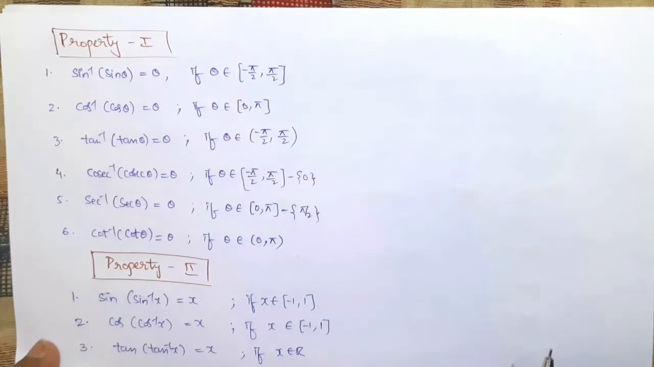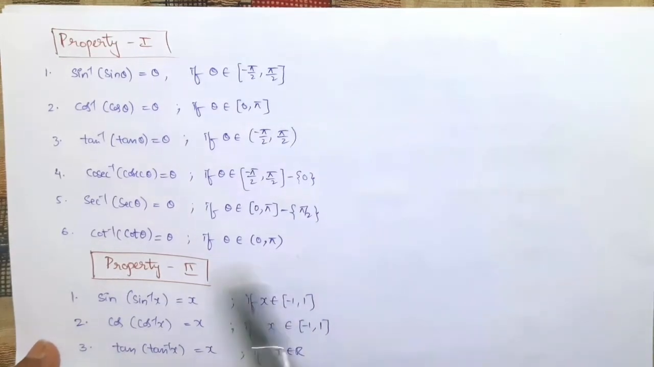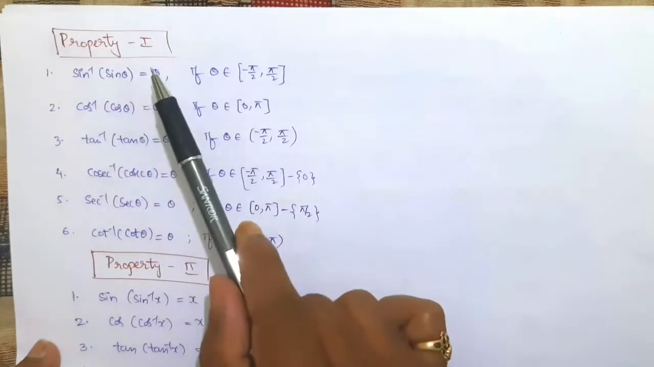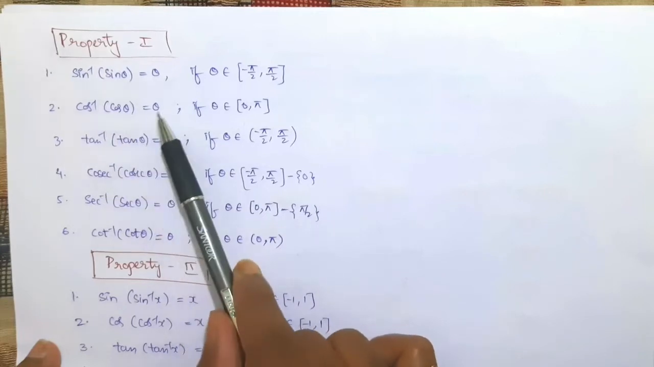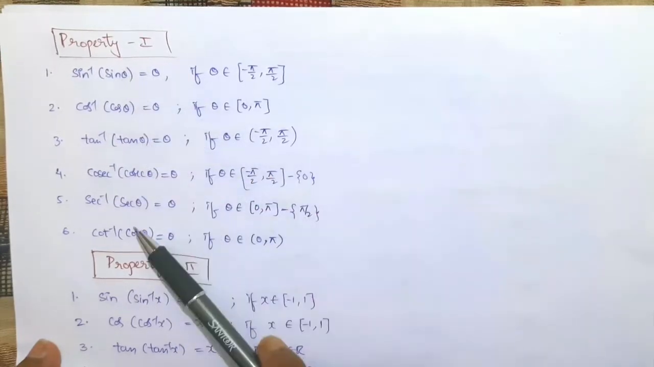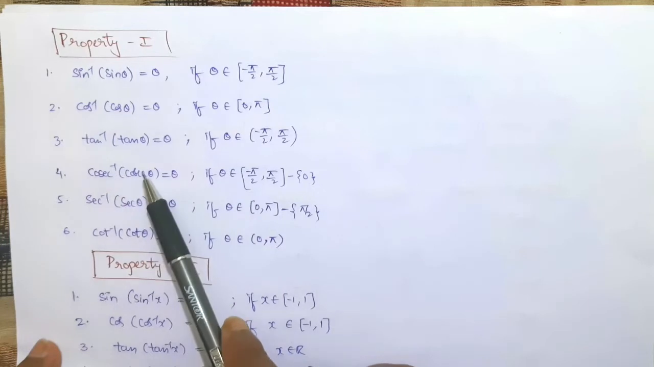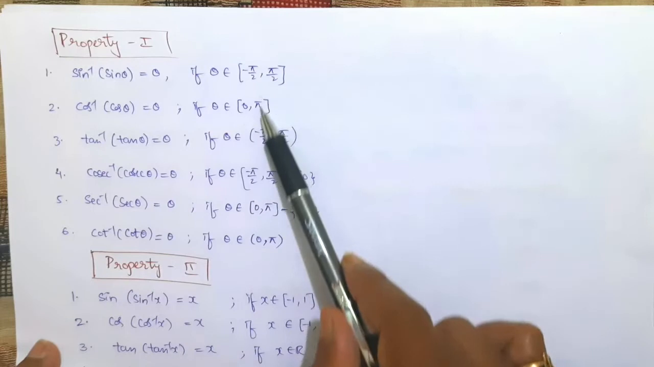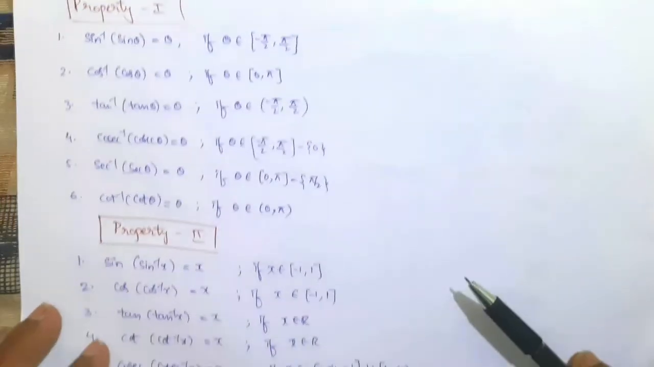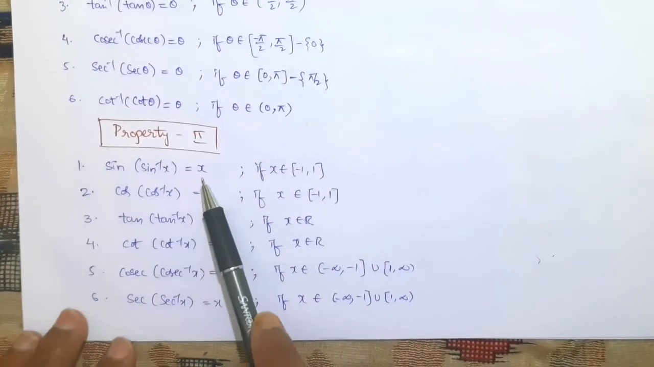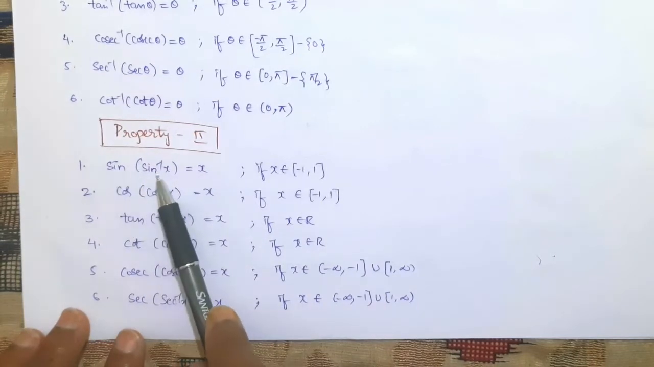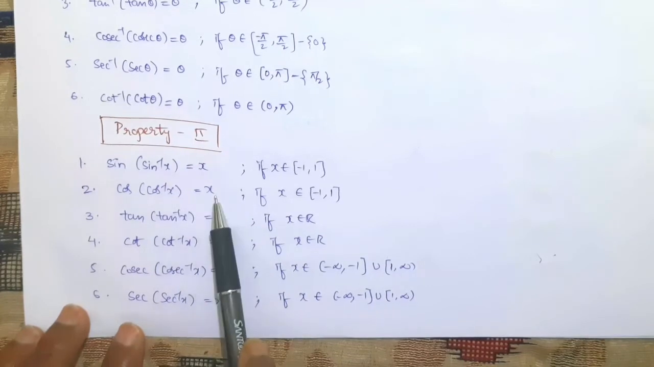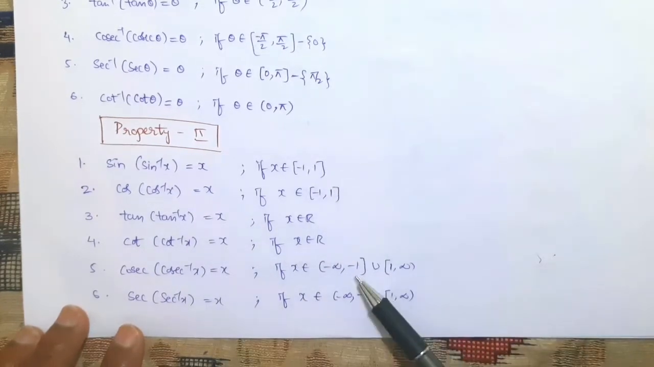Thank you. Now, property number 1: sine inverse of sine theta is equal to theta. You know that sine inverse of sine theta is theta, cos inverse of cos theta is theta. Whenever an inverse and the function are there with the same function, you will get theta only, but you need to remember these values. And again, sine of sine inverse x is equal to x. A function of its inverse function, you will get that same x. Here cos of cos inverse x is equal to x, but you need to remember these values.